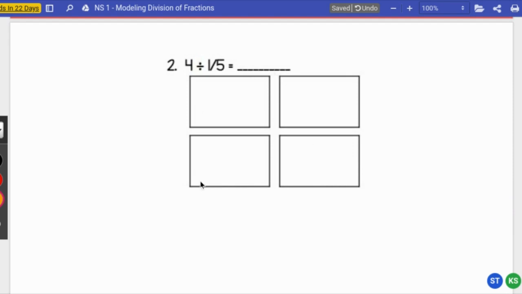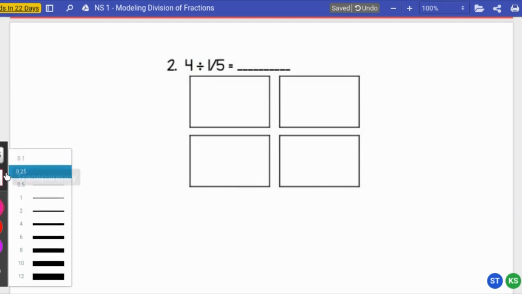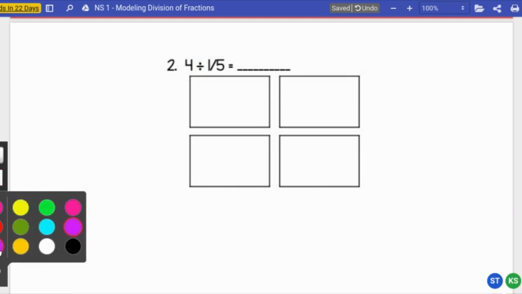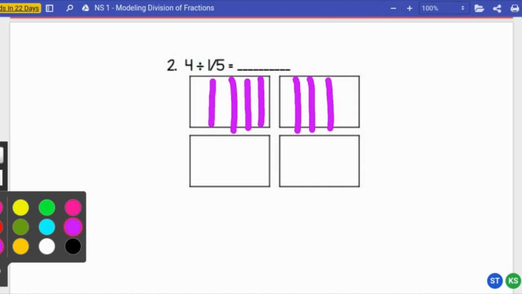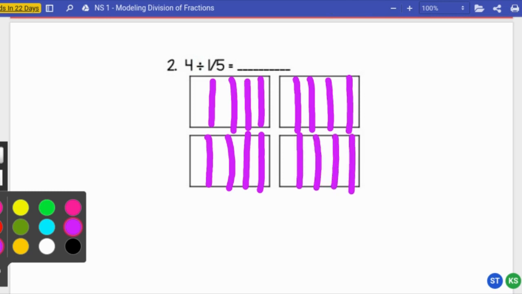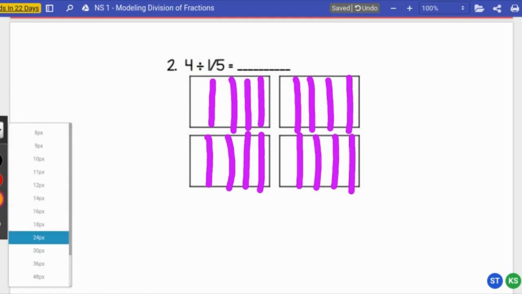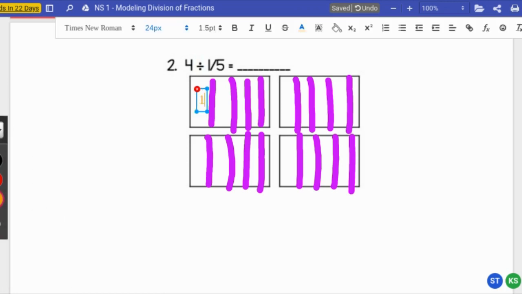So I have my 4 wholes. 1, 2, 3, 4. I'm going to divide those into fifths. So here we go. I'm going to draw my 4 lines in each section. They should be equal size pieces, but because I'm not measuring them out, mine are probably not exactly equal. But there they are, each in fifths. And so each of these is 1/5 of the whole.